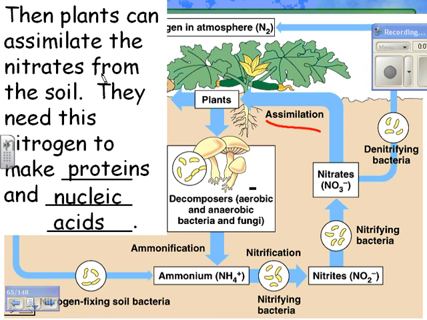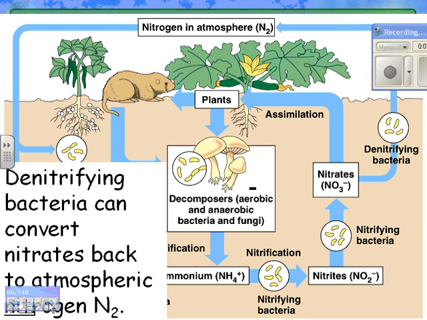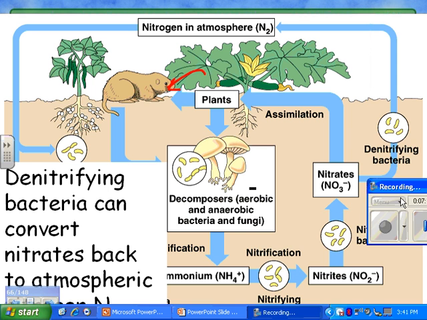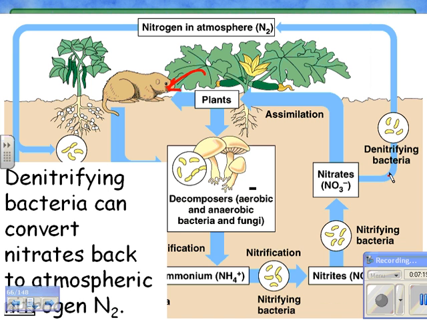For animals to get nitrogen, we just have to eat plants or other animals. And here's the animal eating the plant. So that's how the nitrogen gets from the plant into the animal. Denitrifying bacteria, that's this right here, can convert the nitrates back into atmospheric nitrogen. And so that's how the whole process starts all over again.